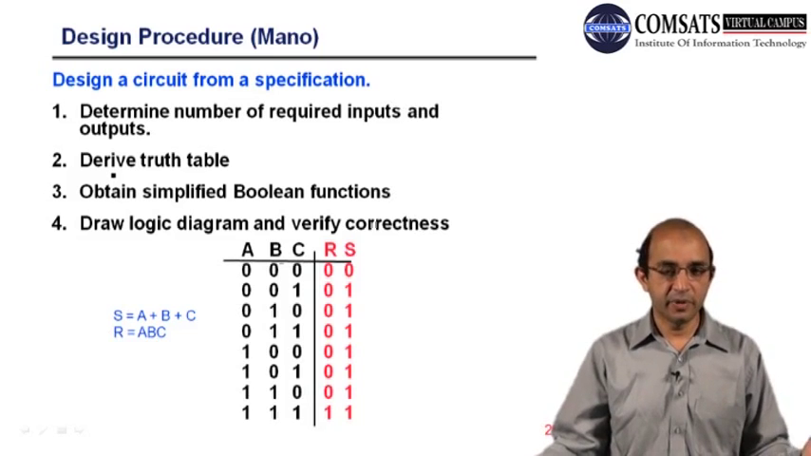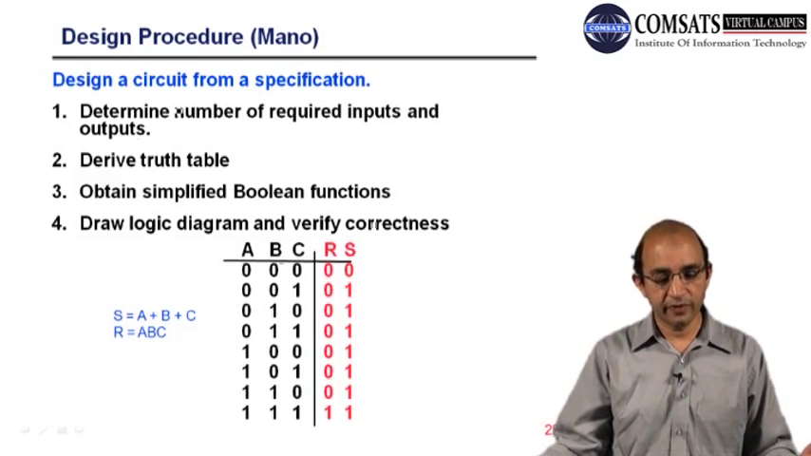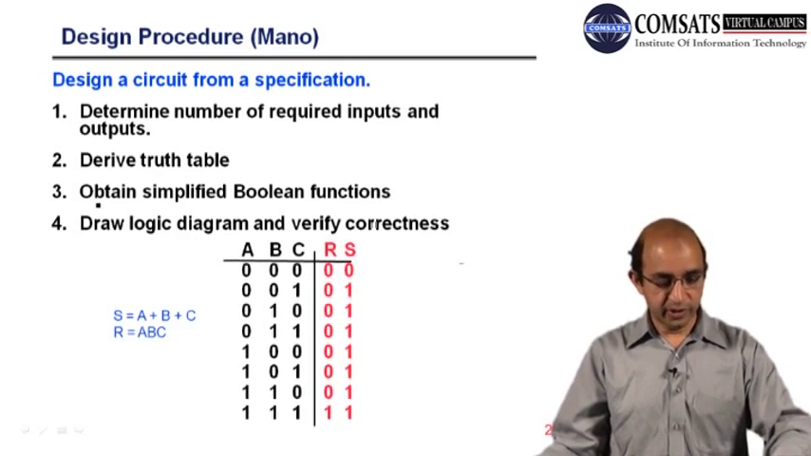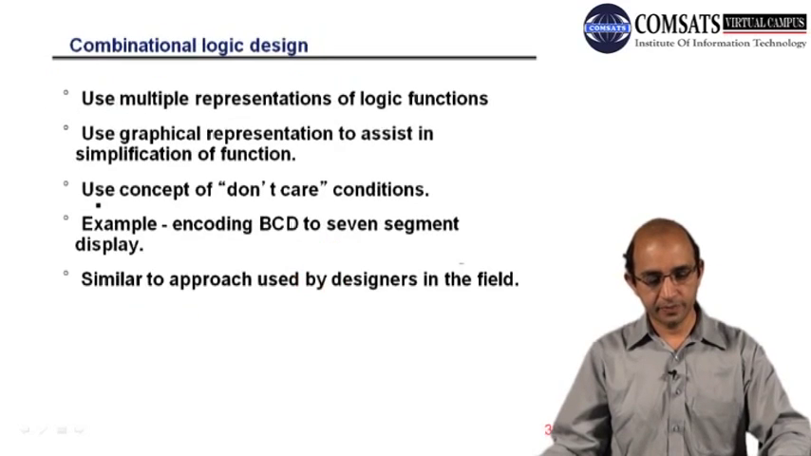So you can have an idea that there is very much similarity between the analysis and the design procedures. When you start the analysis, you also have to identify the number of inputs and outputs. And then you go for the truth table or the Boolean expression. Here we derive the truth table, then we perform the simplification, and finally we draw the circuit diagram.